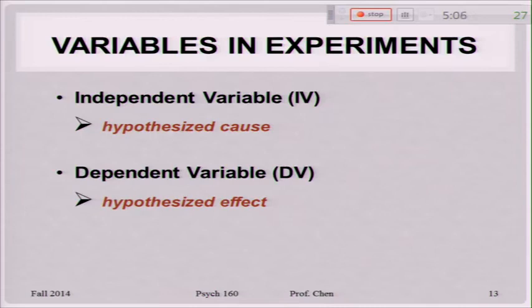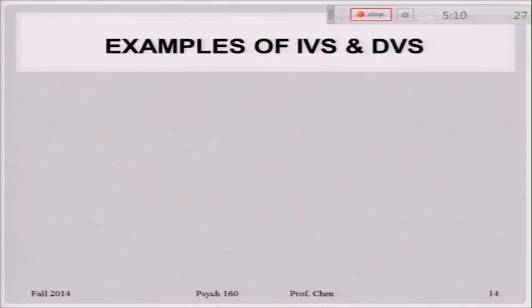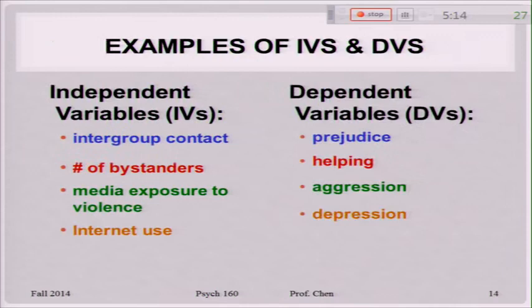Okay, let's move forward. We have these special names for them. And what you should realize, again, is that the same variables we look at in correlational research land are the same ones we could look at in experiment land. So intergroup contact and prejudice, now we're just putting labels on them as IVs, independent variables, or DVs, dependent variables. Media exposure to violence and aggression, number of bystanders around to an emergency situation, and whether or not that causes increases and decreases in helping, a very significant hypothesis in social psychology.